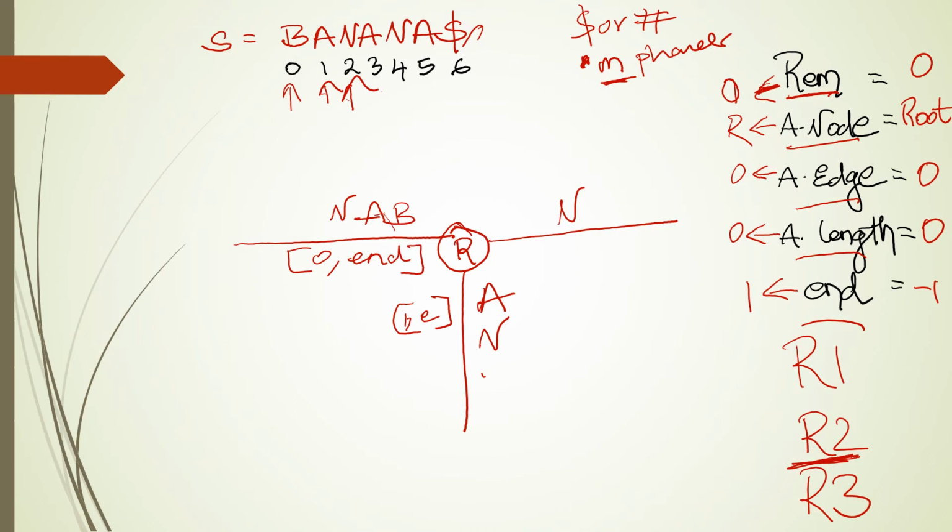And the indices are n. So now remaining is 0. End value is 2. Now this is all good. So now the complication starts when we encounter a similar character.